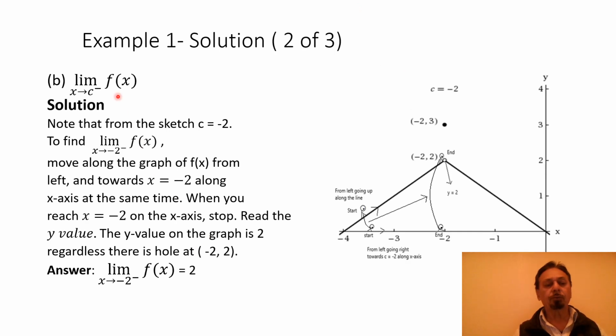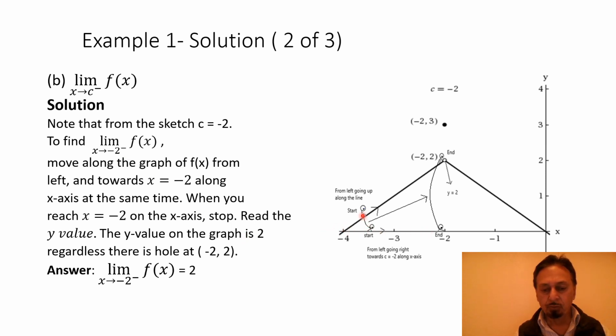Okay, so now we're going to find the left limit as x approaches c from the left. Now again, c is negative 2, so we're going to find the limit of f of x as x approaches negative 2 from the left. This side is the left, so we're going to go this way.